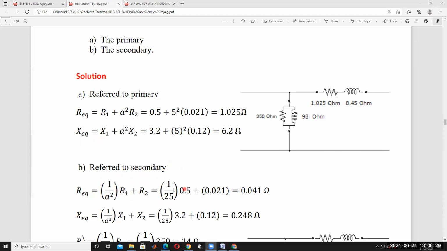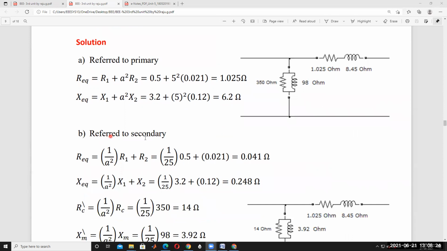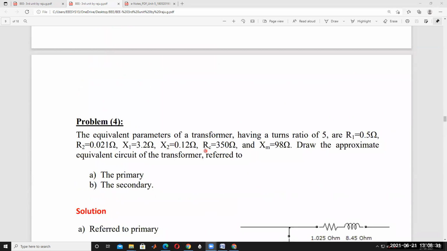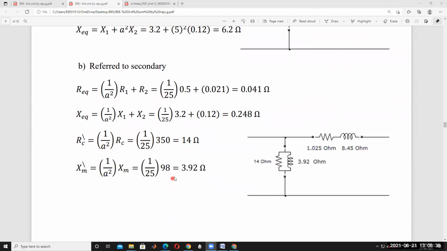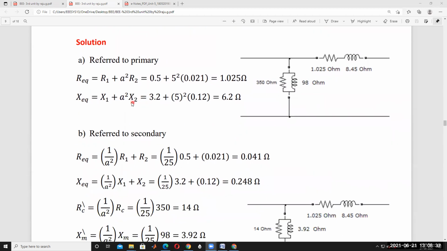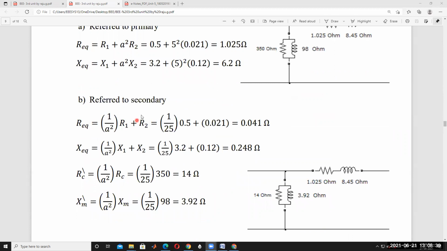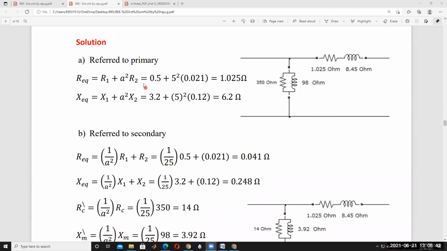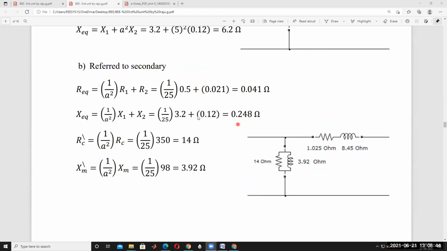So A is 5. Substitute here and you will get the values referred to the secondary side. Secondary side parameters stay as they are, no changes, so R2 is 0.021. In this way the parameters are converted, referred to the primary side and referred to the secondary side.